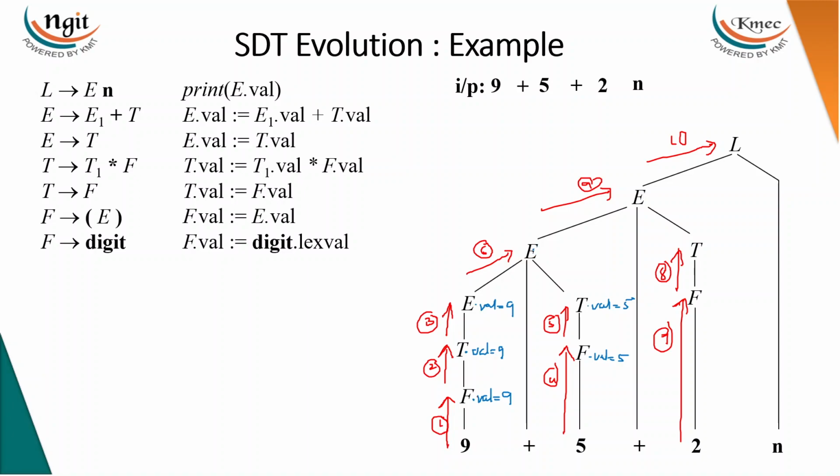E means E tends to E plus T. What is the action rule? E tends to E plus T: E dot value equivalent to E dot value plus T dot value. Means 9 plus 5 is nothing but 14. So same way, F tends to 2, you can write 2 here. Then you can write 2 here. Same, E tends to E plus T. What is the action rule for E tends to E plus T? E dot value equivalent to E dot value plus T dot value. Then you can write 16 here. And finally, L tends to E n, print E dot value. 16 will be printed. So this is how it is going to be done.